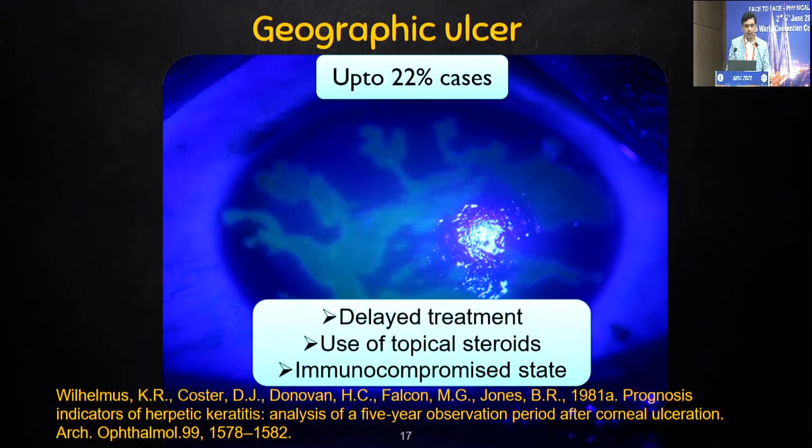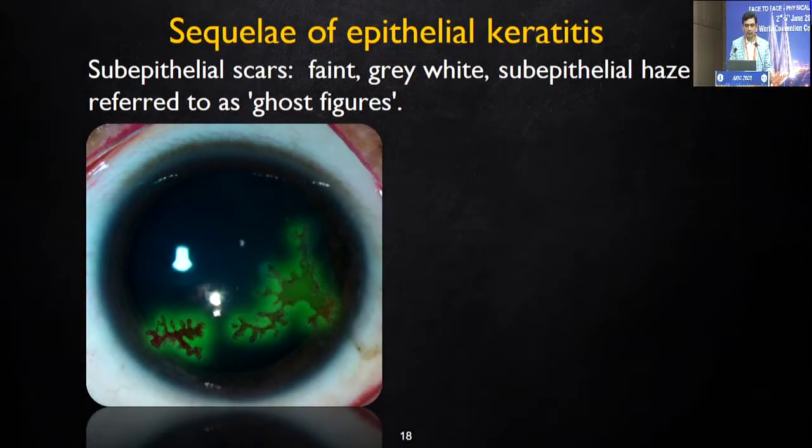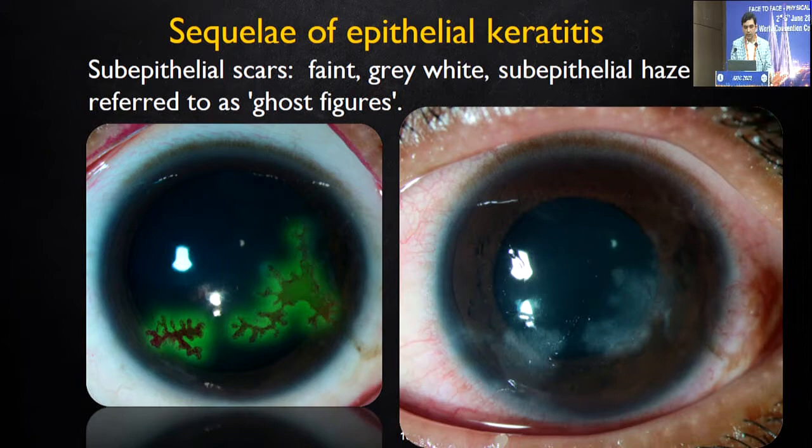In geographical ulcer, the cause is usually either delayed treatment, or the patient has been given topical steroids previously, or the patient is in an immunocompromised state and therefore progressed to geographical ulcer from epithelial keratitis. And sometimes when you see infiltration after epithelial keratitis healing, you can add topical steroids after the epithelial lesion has healed, but keep the patient on antivirals as well.